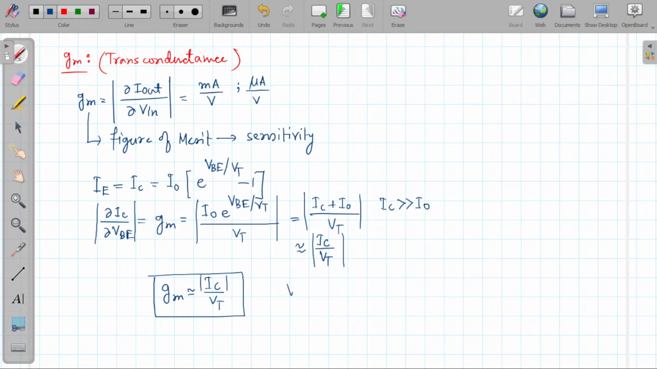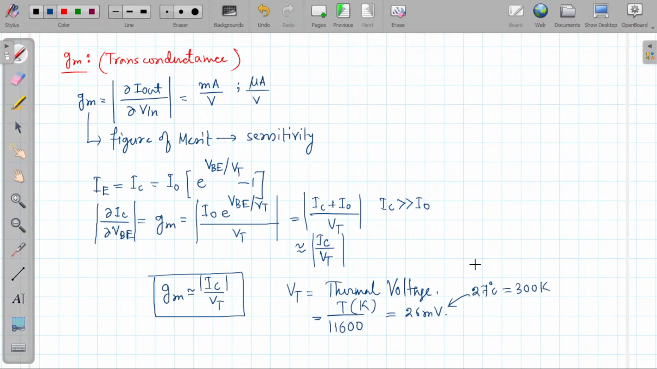And what is the value of VT? VT is called the thermal voltage. The thermal voltage value can be determined from the equation VT equals T divided by 11600, and T must be in Kelvin. Generally for normal temperature, the thermal voltage value is 26 millivolt. Normal temperature means 27 degrees centigrade or 300 degrees Kelvin. So this is the normal.